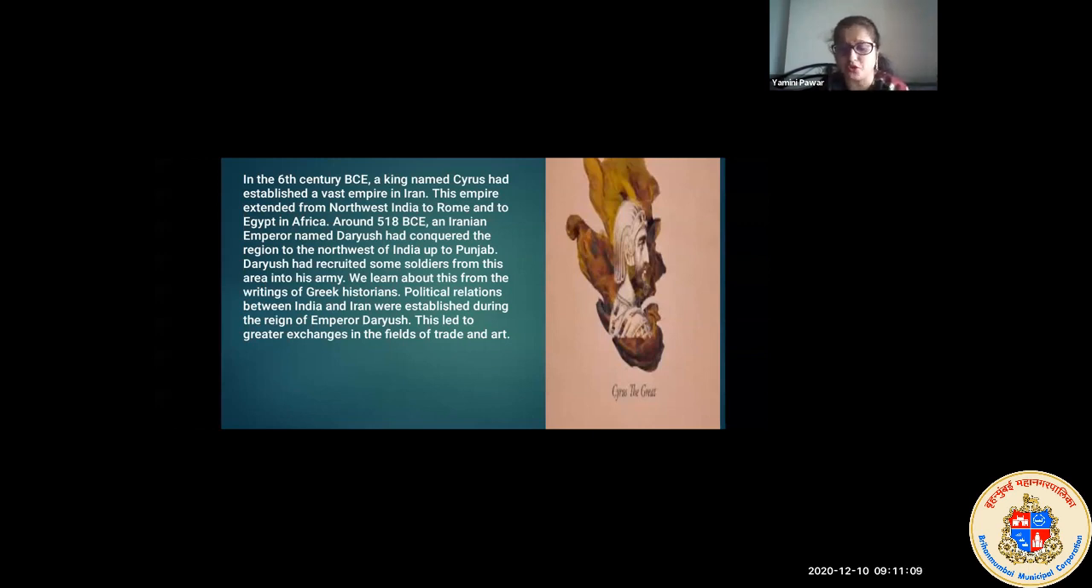Now, what is trade, children? You know, buying, selling goods, and also there are many other services which come under the word trade. And when you look at the word art, in art come music, dance. There are many other things also which come in art. Because of this, a relation between India and Iran started getting established. Okay, let's look at the next slide.